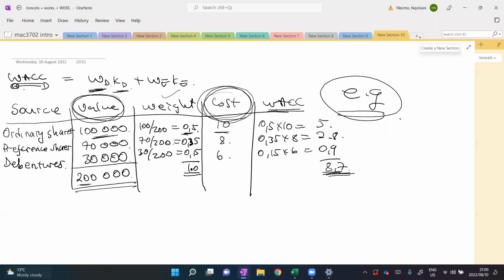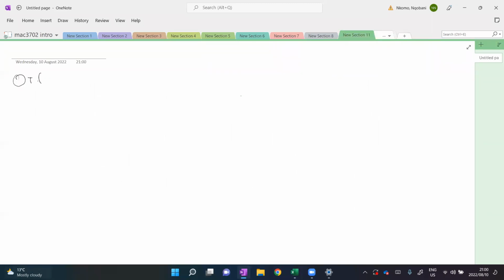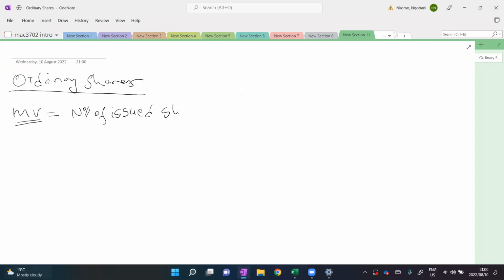We can start by looking at the ordinary shares. The first thing that we can learn is to calculate the market value. The market value of the ordinary shares will be the number of issued shares multiplied by the market price per share. So what you simply do is to check how many shares the entity has and what is the value of each share. We'll do examples as we go.